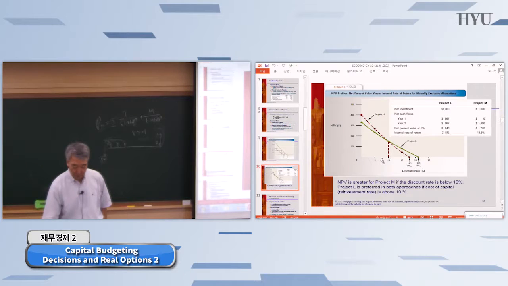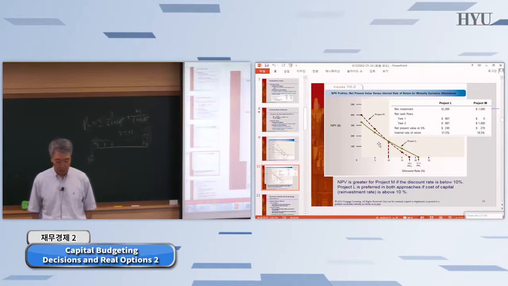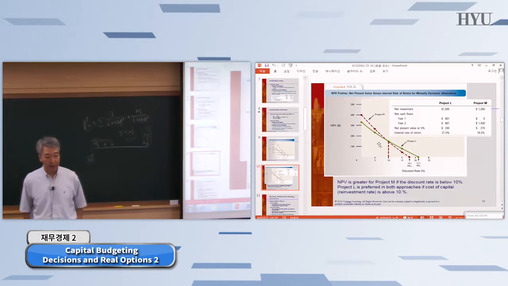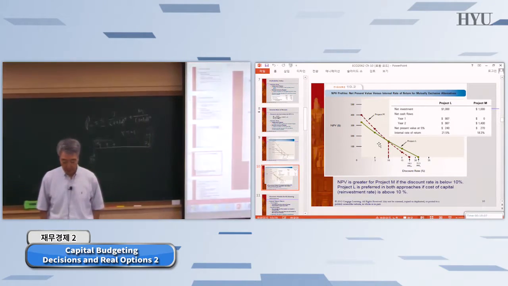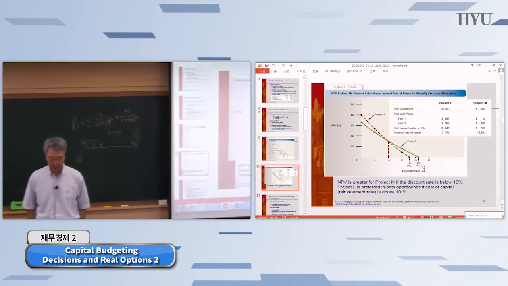But if the interest rate or cost of capital is below 10%, then you got a problem here, right? Because if you use NPV criterion, then you should choose project M. But if you want to use IRR criterion, then obviously this green curve, project L, gives you higher return, 21.5%, right? You see that conflict? Okay? So what should you do in that case? Suppose your cost of capital is 5%.